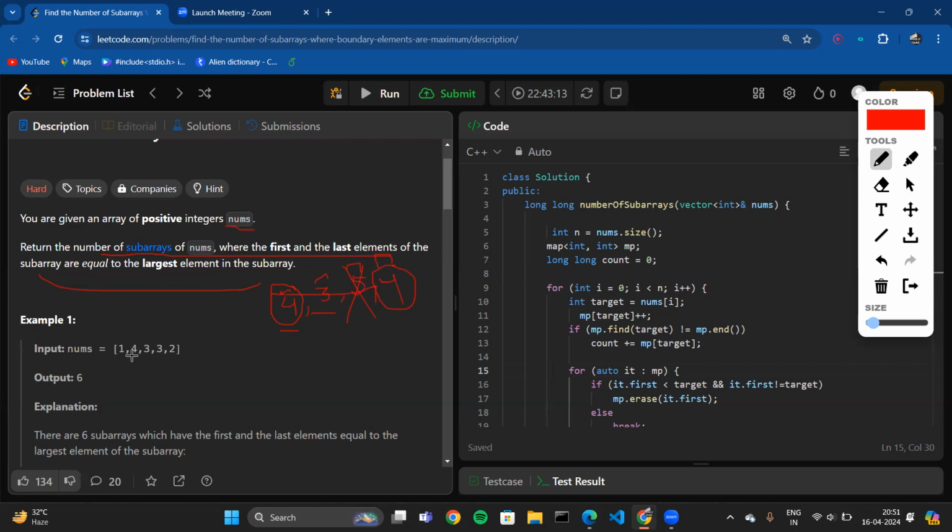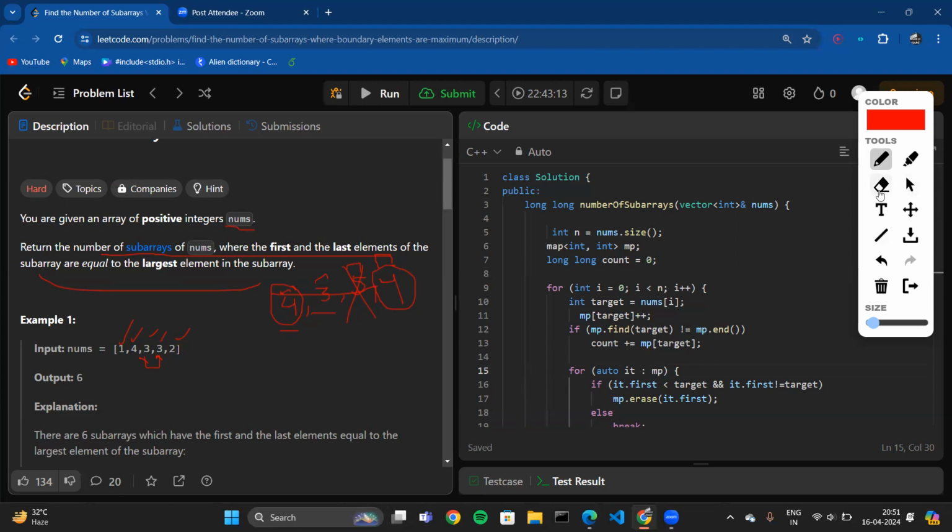For example, in this question, I can pick 1, I can pick 4, 3, 3, 2 individually. And yes, I can pick 3, 3 as well. So in this way, I can have 6 subarrays possible.